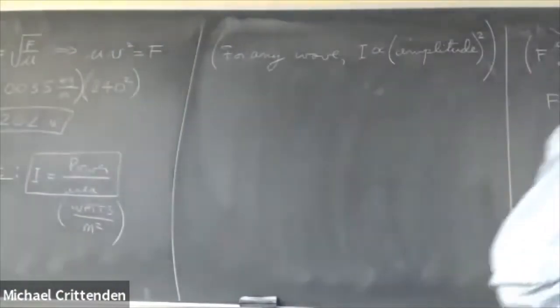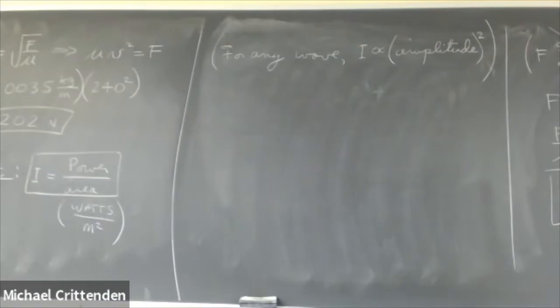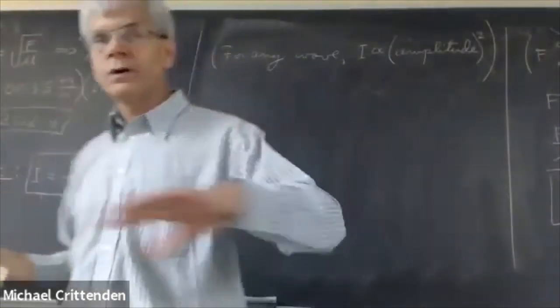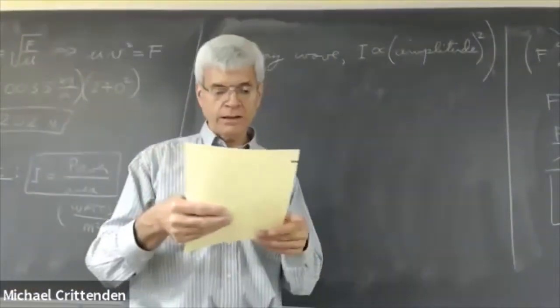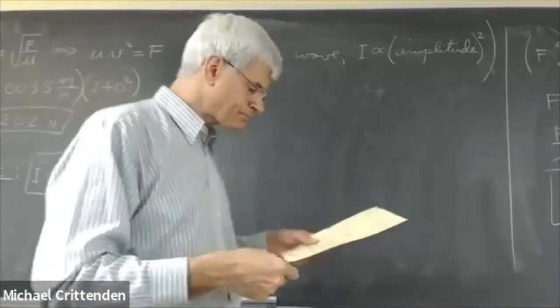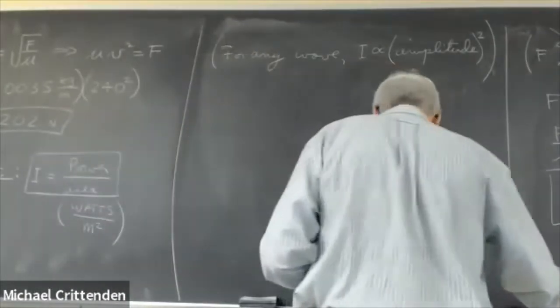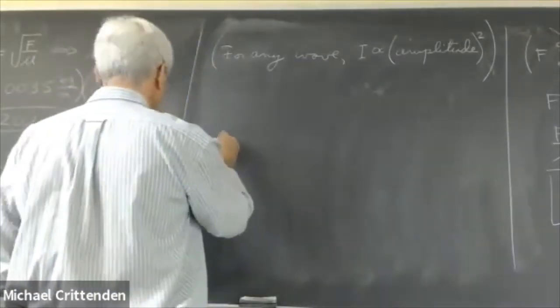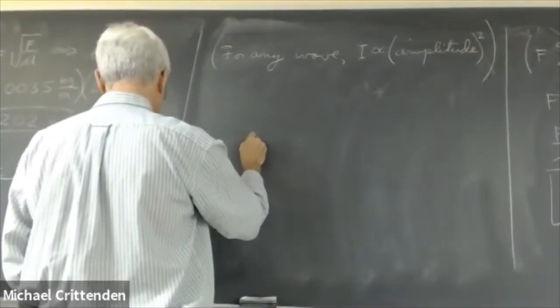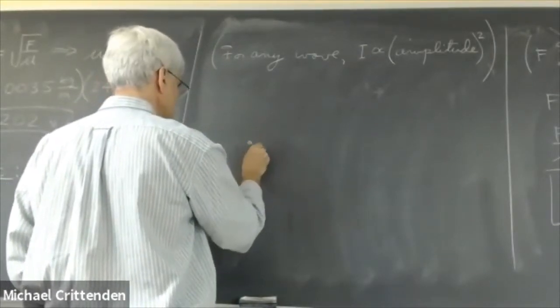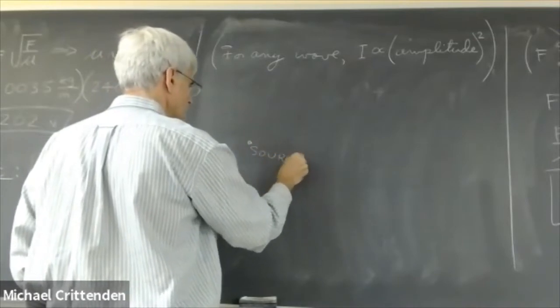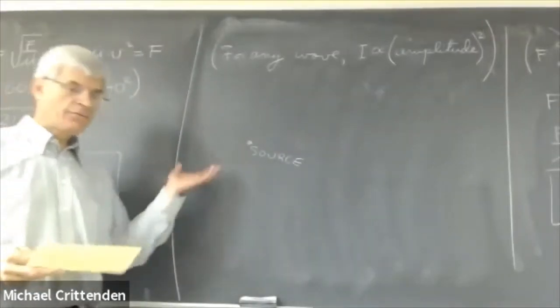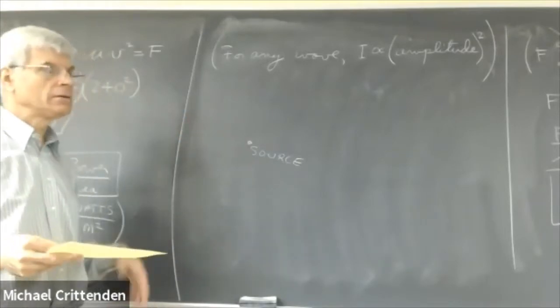Now, the next thing it says there is how intensity varies with distance. And again, we're assuming here a wave moving in 3 dimensions. Water waves that move in 2 dimensions would be somewhat different. But let's say you've got a light bulb right there. Or if it's sound, it could be a loudspeaker or whatever.